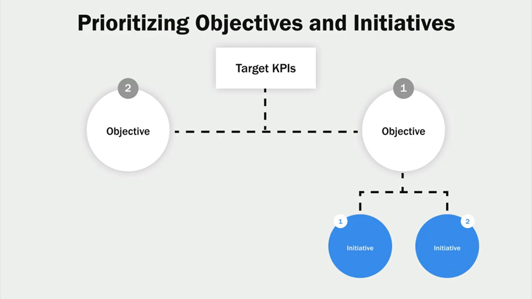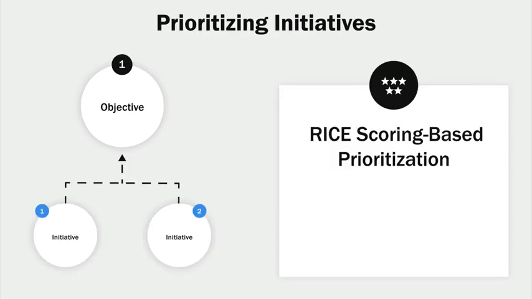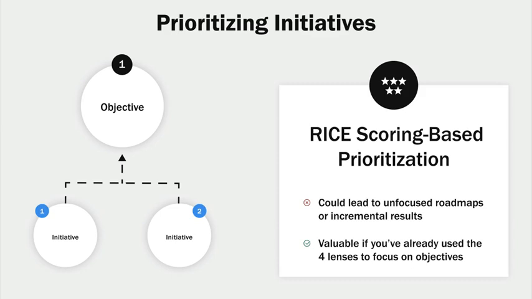Once you've prioritized specific objectives, you can then prioritize individual initiatives within the objectives for the roadmap. At the initiative level, you can use a scored assessment approach, like RICE, to evaluate the remaining initiatives. When RICE is the only approach, we run into the challenges we mentioned: roadmaps that are unfocused or too focused on incremental results. However, doing RICE for prioritization is okay at this point. You've already narrowed your focus to a specific set of objectives from multiple lenses.